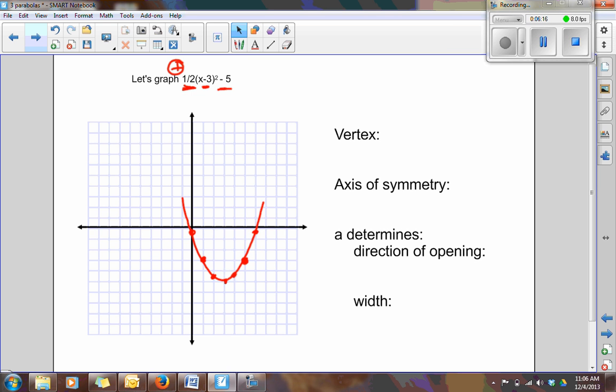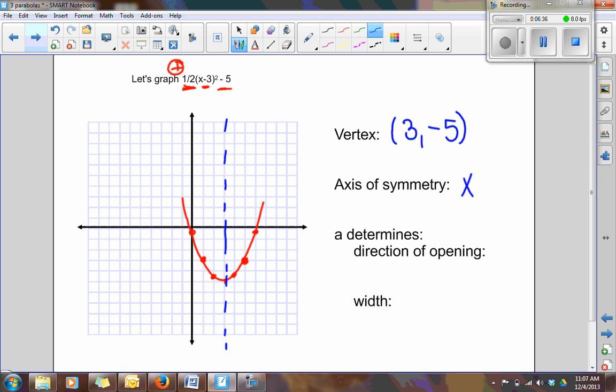So what's happened there is our function's gotten wider than y equals x squared, and it's gone through a vertical compression. So the vertex of our function has moved right 3 and down 5. So 3, negative 5. The axis of symmetry is always going through the vertex. It's always going to be a vertical line, so we write it in the form x equals positive 3. Whatever our x value of our vertex is, it's going to be the same as the axis of symmetry. So this vertical line is x equals 3, so our axis of symmetry is x equals 3.